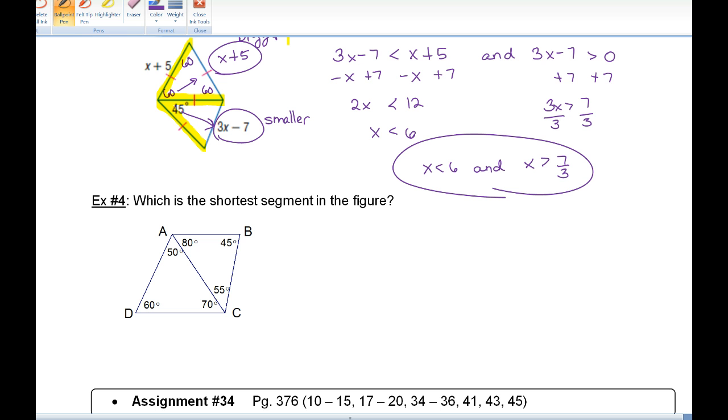Is a 180 degree angle the same as a 0 degree angle? Kind of. Okay, what is the shortest segment in the figure?